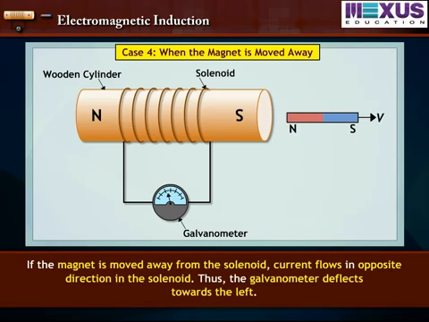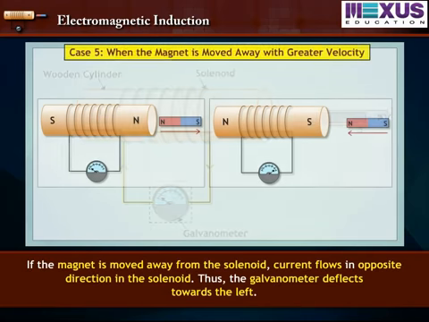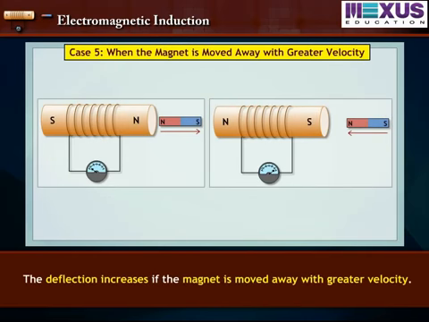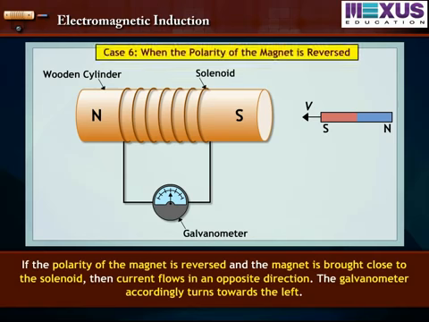If the magnet is moved away from the solenoid, current flows in opposite direction in the solenoid. Thus, the galvanometer deflects towards the left. The deflection increases if the magnet is moved away with greater velocity. If the polarity of the magnet is reversed and the magnet is brought close to the solenoid, then current flows in an opposite direction. The galvanometer accordingly turns towards the left.